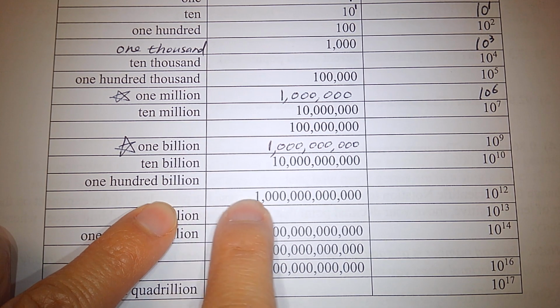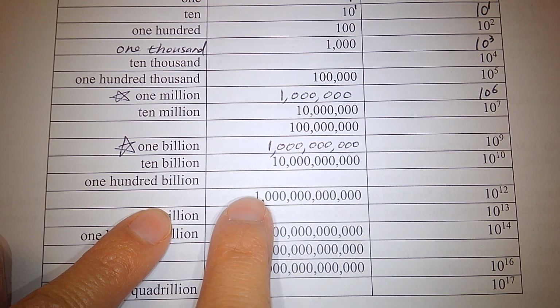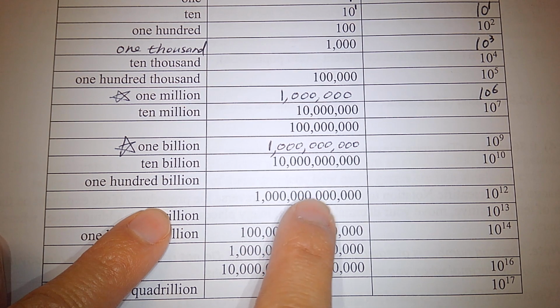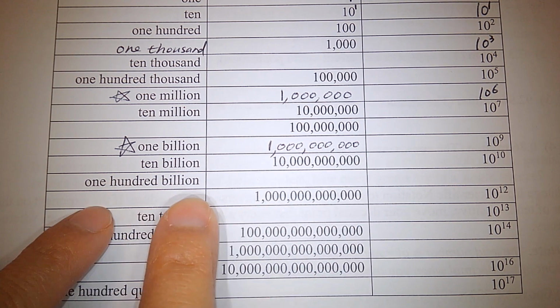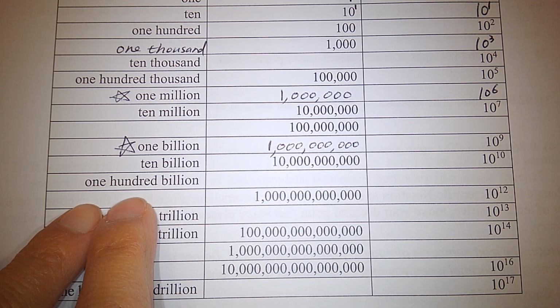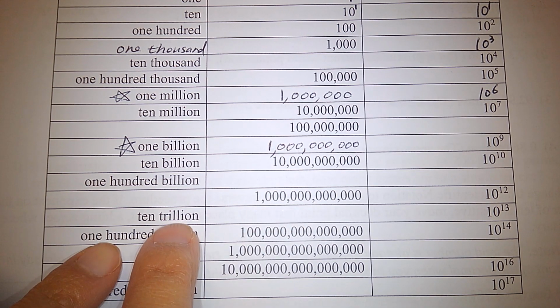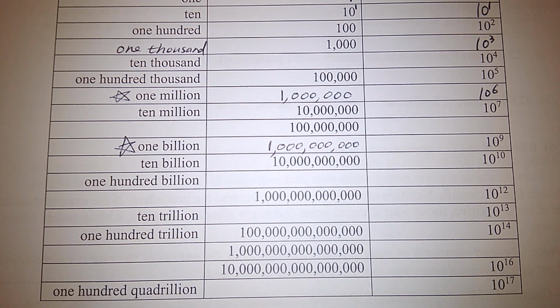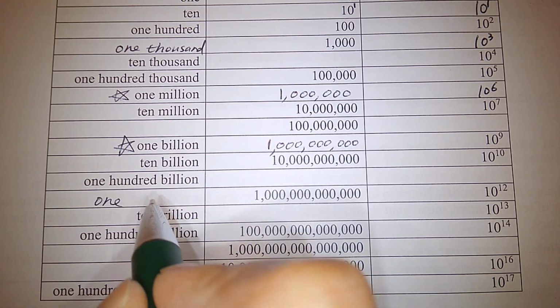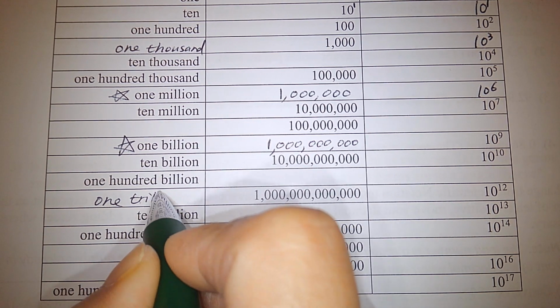Well, let's look at this line. We have 1 and 12 zeros after this 1. What American name do we have for this number? 1 trillion. Yes, 1 trillion. So write 1 trillion.